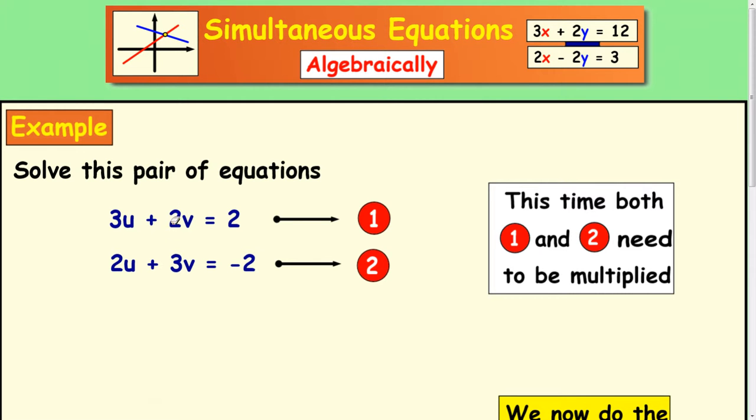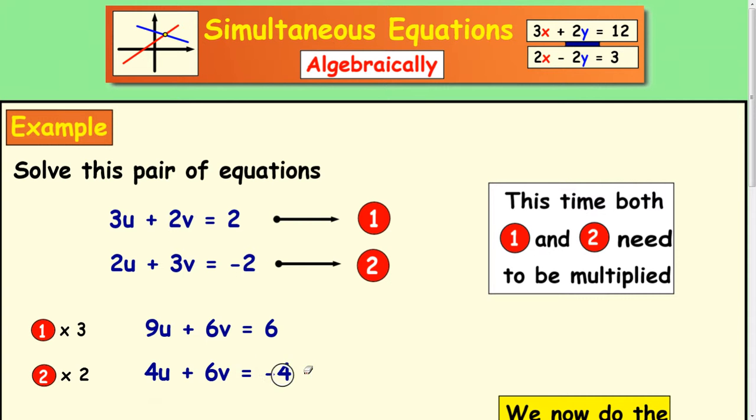Now I'm going to do that. The top equation I need to times by 3 to get a 6v. So write a wee instruction, equation 1 times 3. So that times 3 is 9, that times 3 is 6, and that times 3 is 6. Again, I want to make the bottom equation, the 3v, I want to turn it into a 6. So I need to times that by 2, that one by 2 and that one by 2. So instruction, equation 2 times 2. 2u times 2 is 4u. 3v times 2 is 6v. And if you double negative 2, you get negative 4.